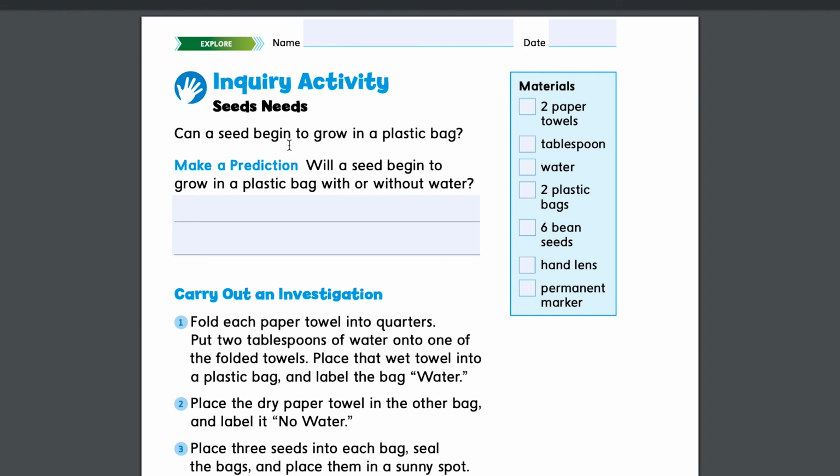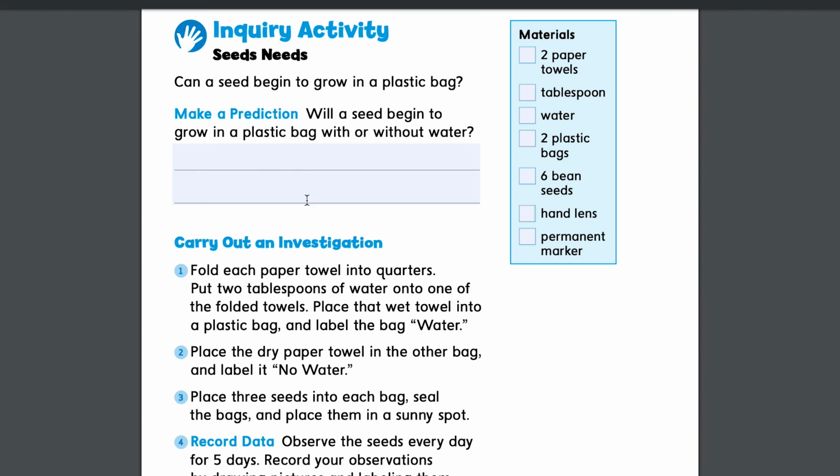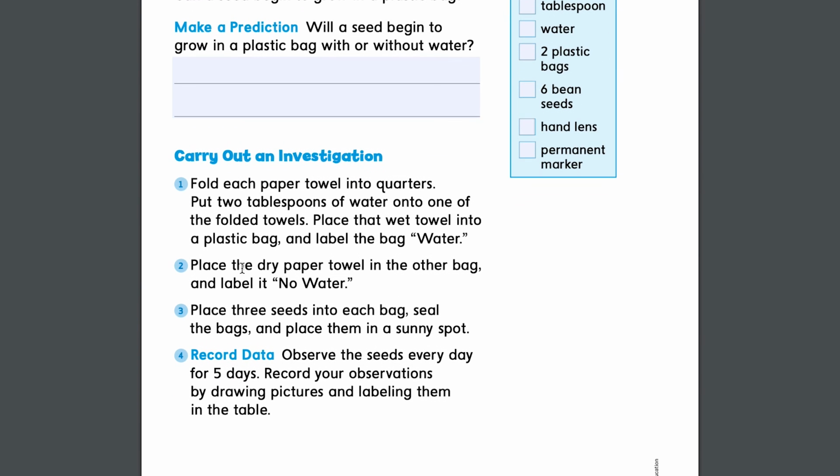Here's an activity you can try. Can a seed begin to grow in a plastic bag? Make a prediction. Will a seed begin to grow in a plastic bag with or without water? So you can just write what you think. If you think yes, you can say yes, I think it will grow. If you think no, say no, I don't think the plant would grow in a plastic bag with or without water. And here's the investigation you can try.